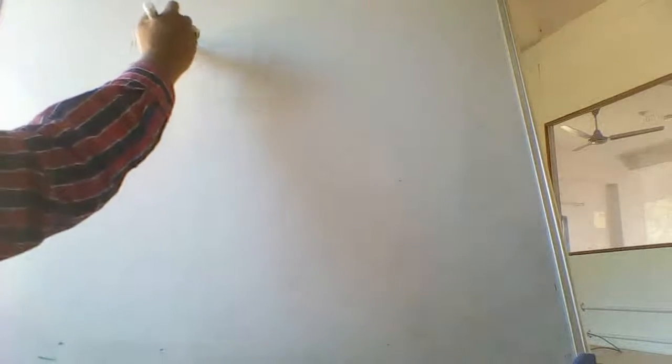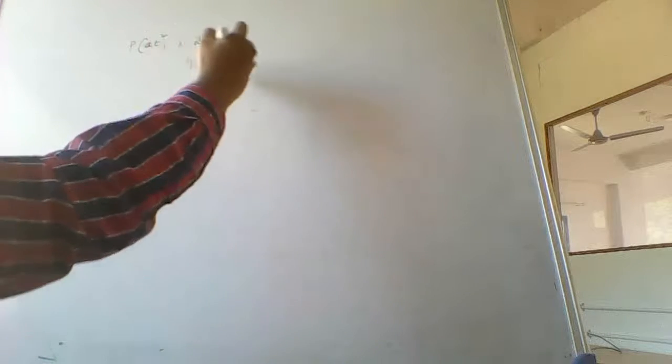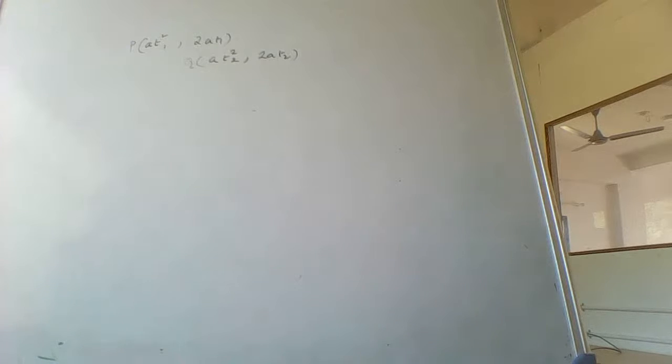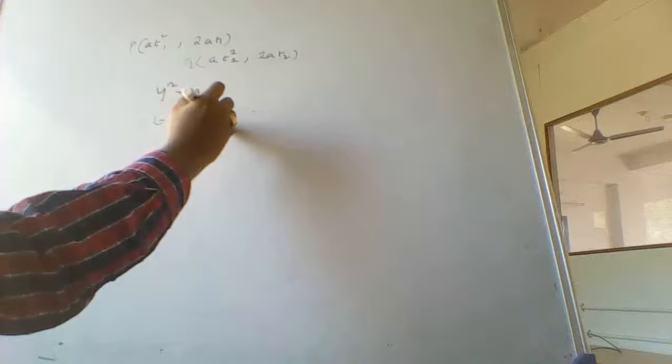Let us see, the point P is given as a t1 square and 2a t1. Another point is given as Q, which is a t2 square and 2a t2. So I have been given these two points, variable points on the curve y square is equal to 4ax, where PQ subtends a right angle, which is 90 degrees, at the vertex. Then let us find t1 and t2.